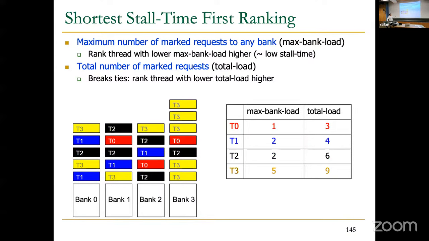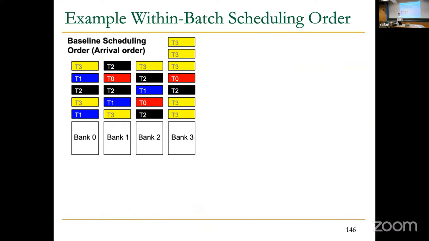Now, the ranking is determined from top to bottom here, right? Because we order from lowest max bank load first, and then to break ties, we use total load. So ranking is like this. Now, we will prioritize requests in this order also. So how does it affect the scheduling order, this ranking?